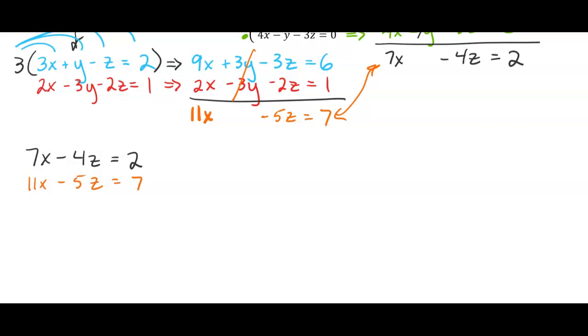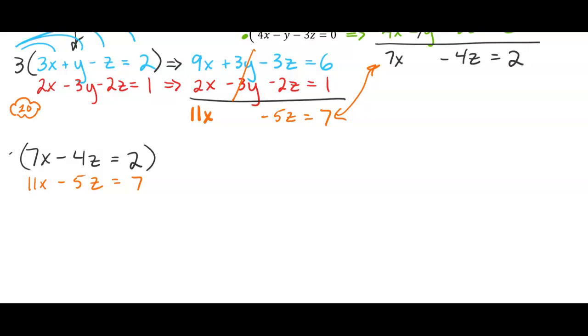Okay, so I need something to eliminate again, either the x or the z. I'm going to choose the z because the numbers are smaller. Now, what you're going to think about is 4 and 5, okay? What's the smallest number that both 4 and 5 go into? 20, right? So I'm thinking somewhere in my brain about a 20. And I want to have one of them be positive and one of them be negative because they've got to eliminate.